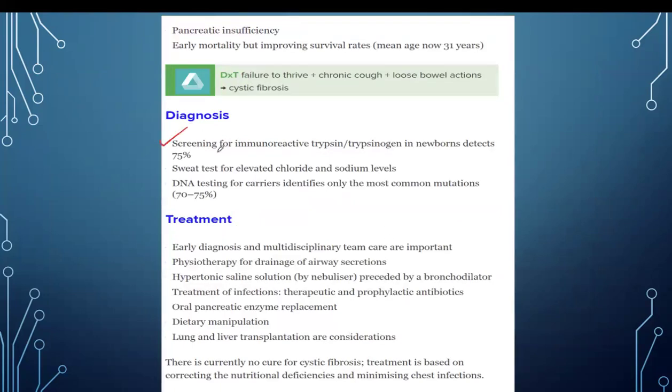So diagnosis, in newborns, every newborn mainly has this kind of screening when they are born. And the screening that we do is immunoreactive trypsin. It can detect cystic fibrosis in 75% of cases, but sometimes the other 25% can be missed. So if you want to diagnose, then the sweat test, where you can get elevated sodium and chloride levels, and a DNA test can be done for carriers. But mainly the investigation is the sweat test. There is no treatment for this, and there is no cure.